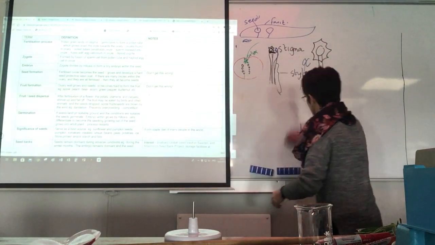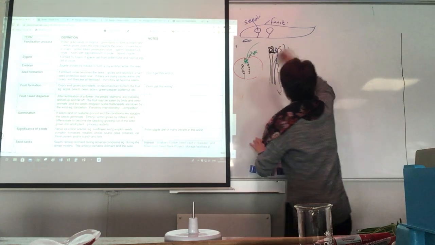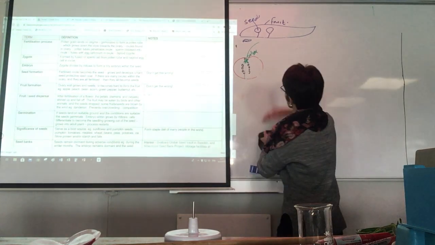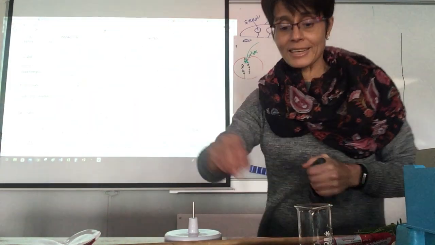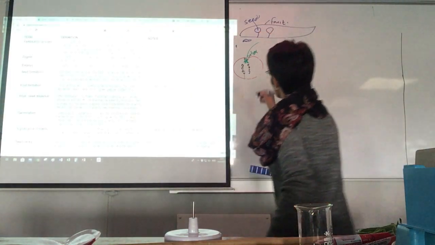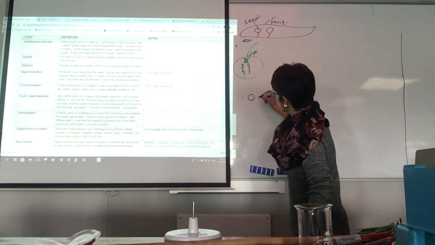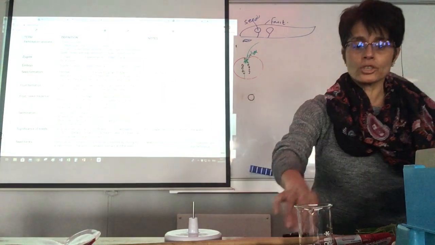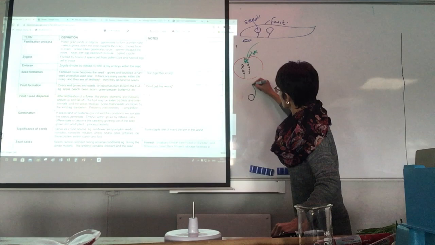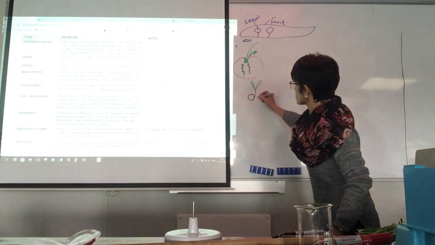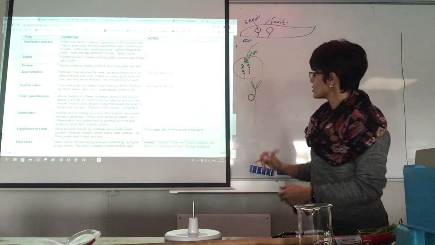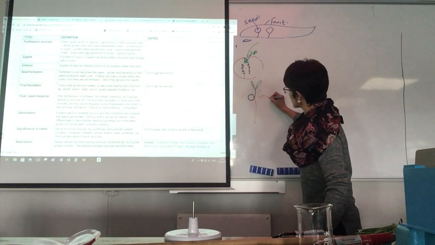So to complete the life cycle of a flowering plant, all the seeds from my sweet pea that I planted this year, and I hope you're going to get more flowers. So now those seeds need to land on the ground and they need to germinate. So they need to make little leaves and they need to make little roots to absorb water. Okay, so that's called germination.